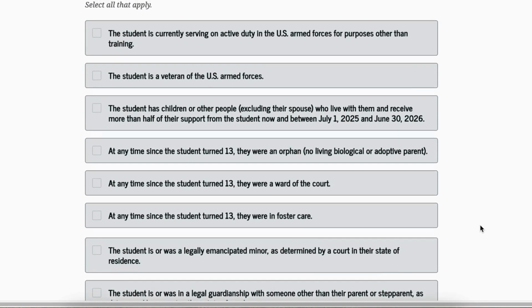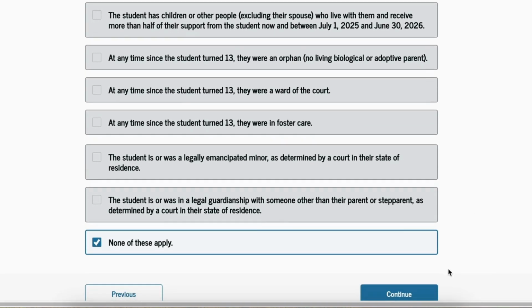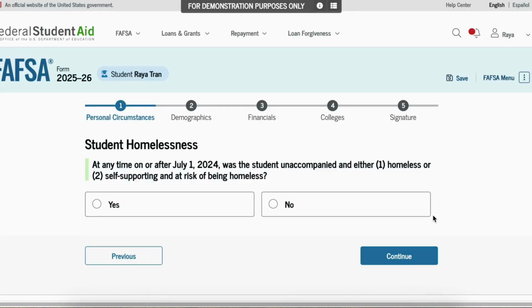But if you were in any of these other circumstances, you do not have to include parent information because maybe you're in a situation where your parents are not involved. So you're going to click None of these apply. Continue. This question is related to homelessness.